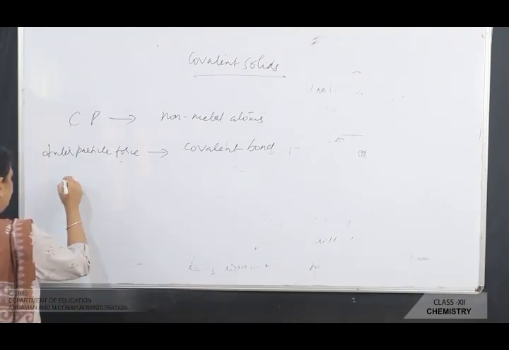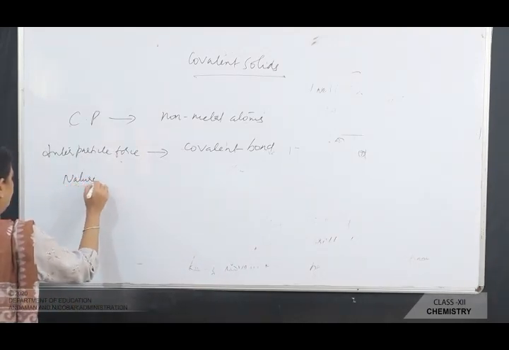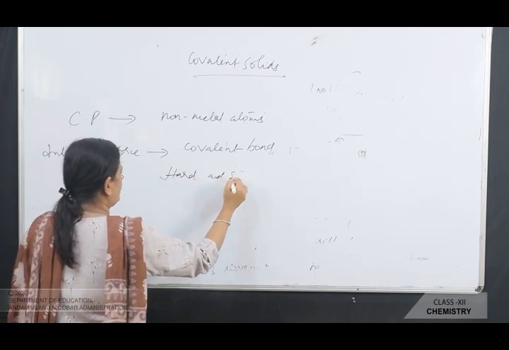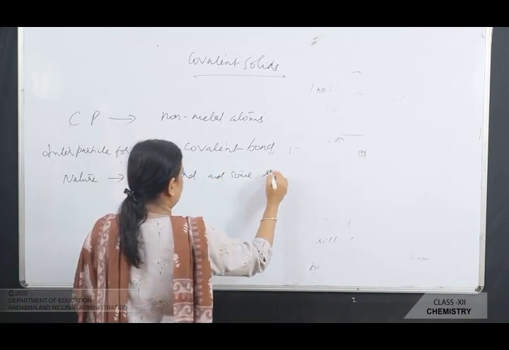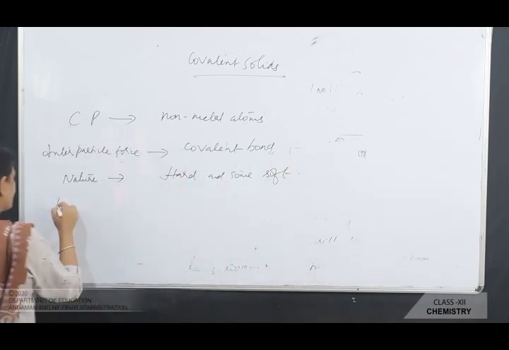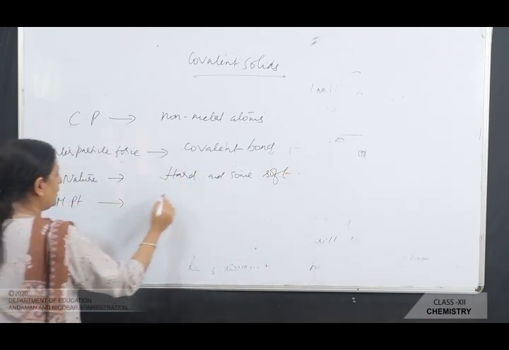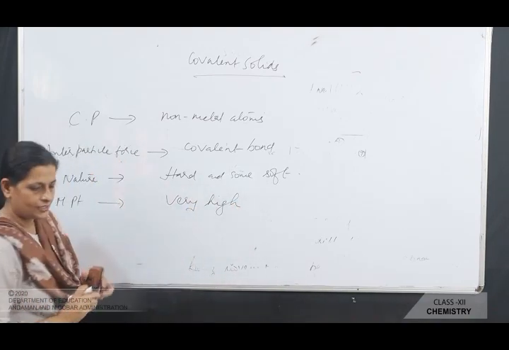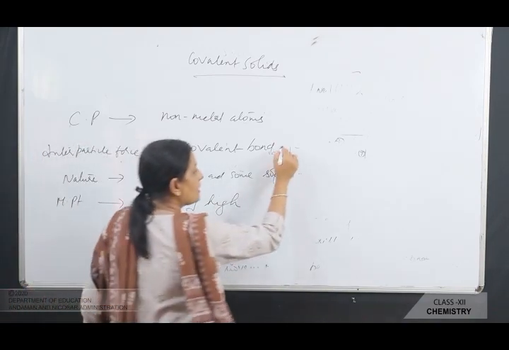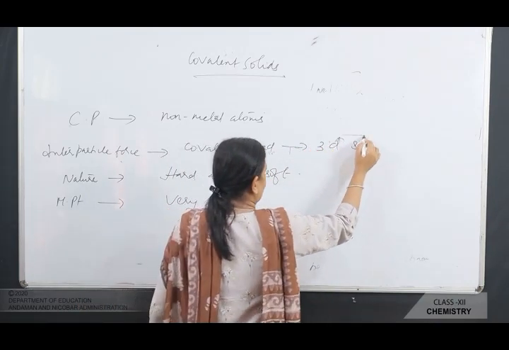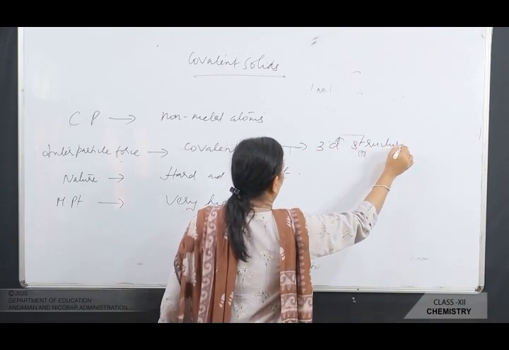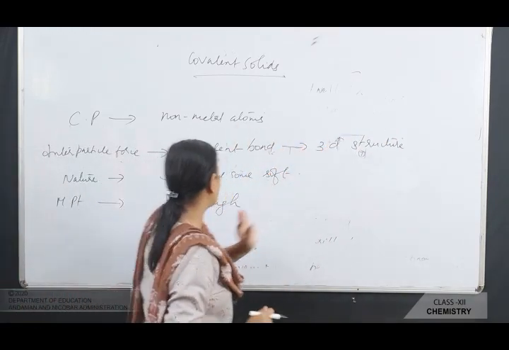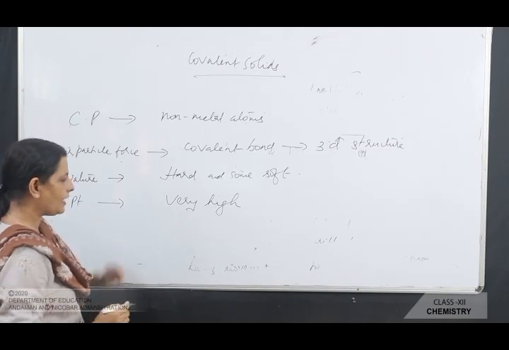So it's covalent bond. Then nature, they are hard and some are soft, few soft. Then melting point is very high. Why is the melting point very high? Because they have got three-dimensional structures. So naturally the melting point will be high. Interparticle forces are covalent bonds, which give rise to three-dimensional structures. So the melting point is very high.